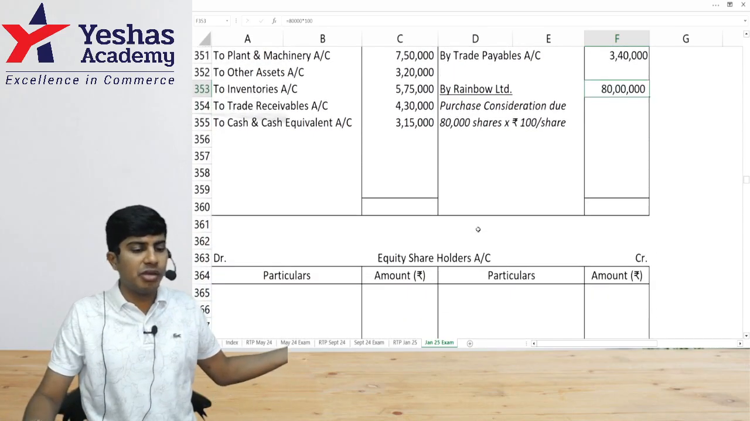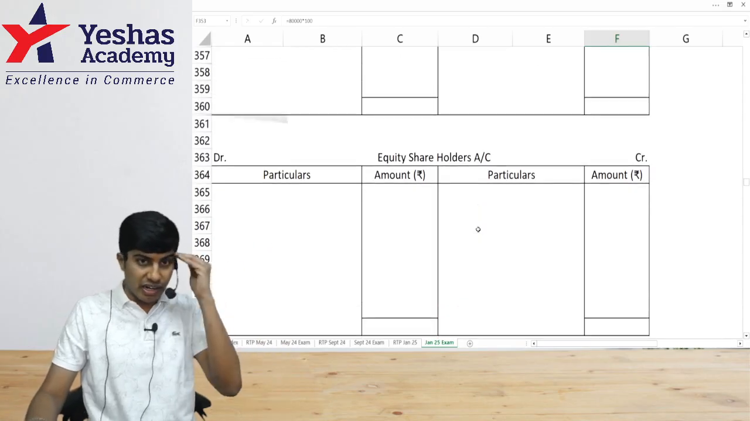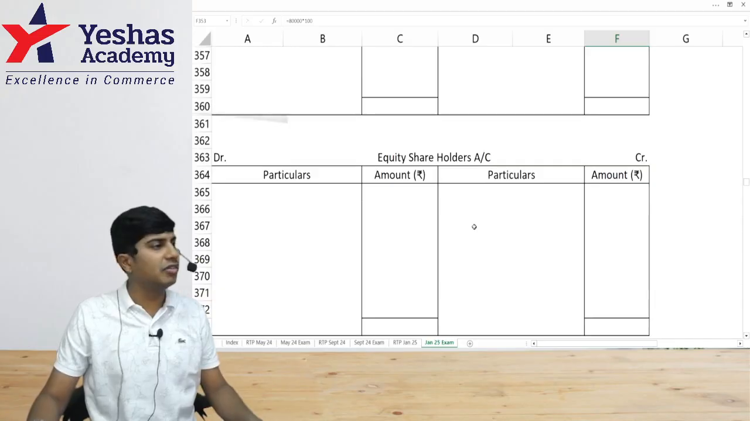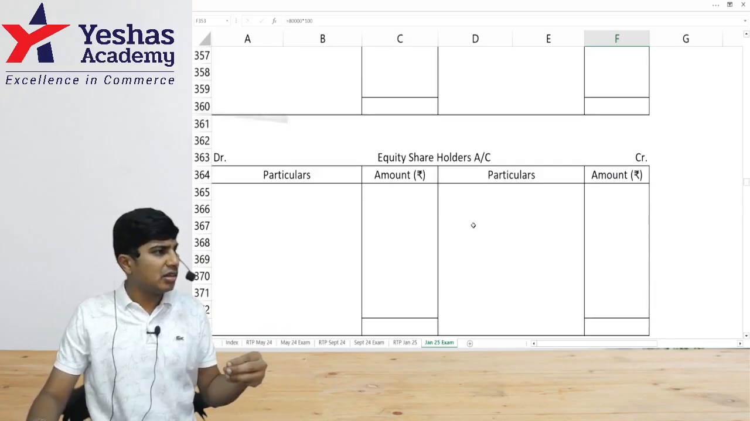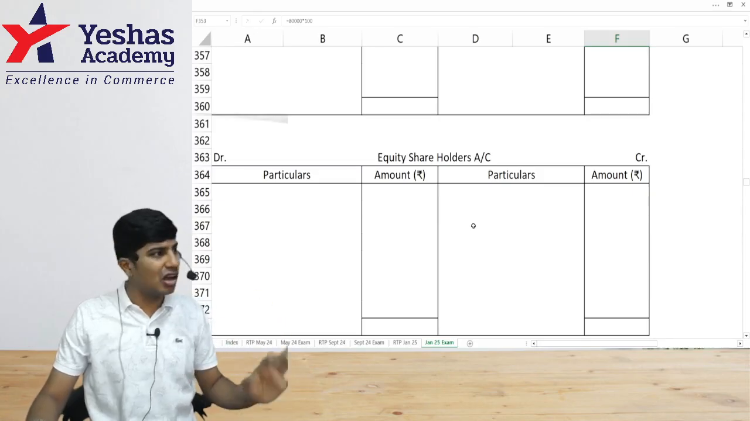We are not preparing Rainbow Limited ledger. We are not preparing equity shares in Rainbow Limited ledger. So that entry I'll remember. I have received, but I will not write it anyway. Later I will come back. If there are any assets not taken over, liabilities not taken over, I will pay. There is all assets taken over, all liabilities taken over.